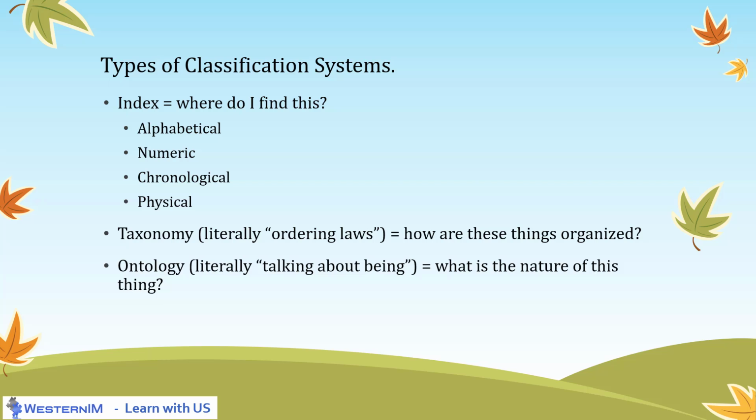Then there are ontologies. The word ontology is literally talking about being. Ontologies emphasize the nature or essence of a thing. What is it? Object models in computer programming are typically ontologies.